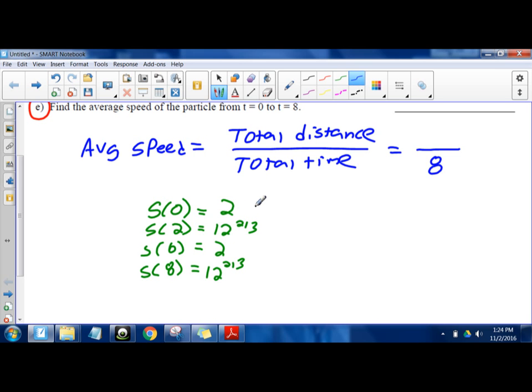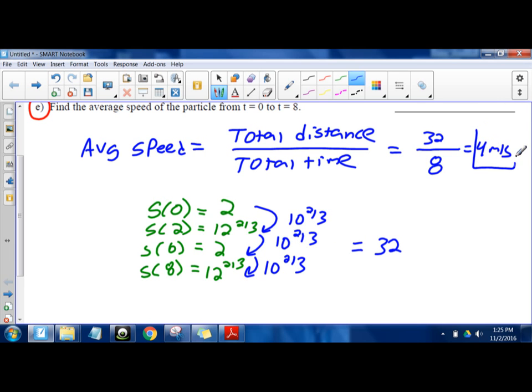So the distance between 2 and 12 and 2/3 would be 10 and 2/3. The distance back from 12 and 2/3 back to 2 would just be another 10 and 2/3. And the distance from 2 to 12 and 2/3 is just, again, 10 and 2/3, a lot of thirds. So the total distance is going to equal 10, 20, 30, and then 2, 4, 6/3. It'd be 32. Which means that the average speed from 0 to 8 is 32 over 8, or 4 meters per second.